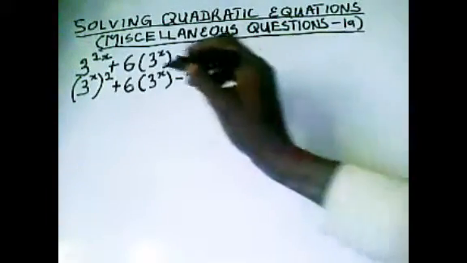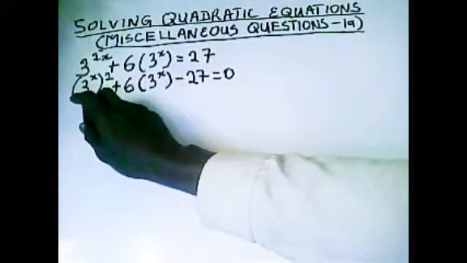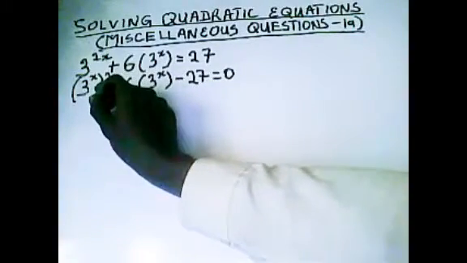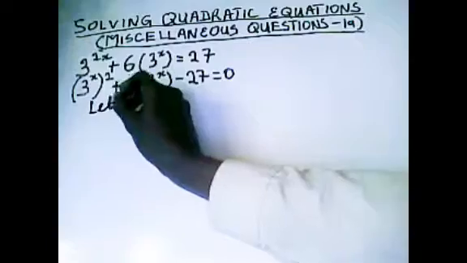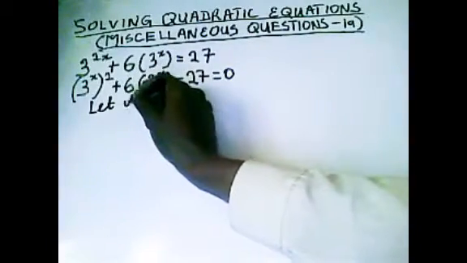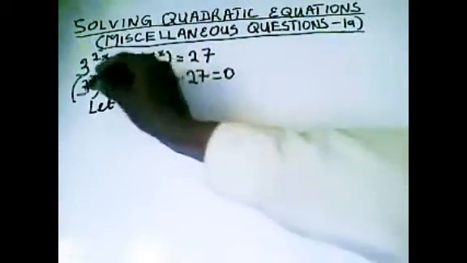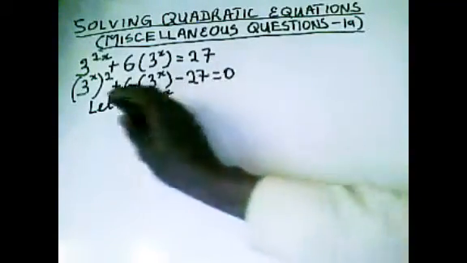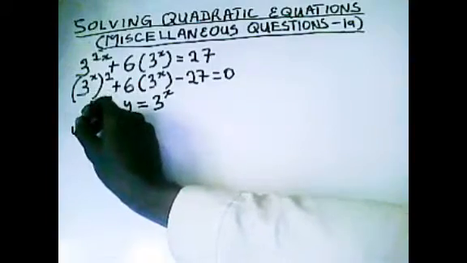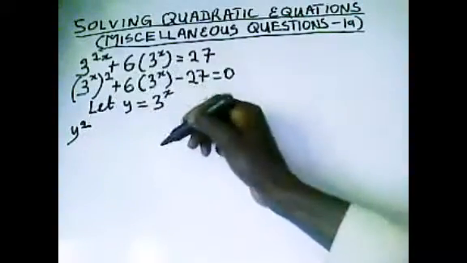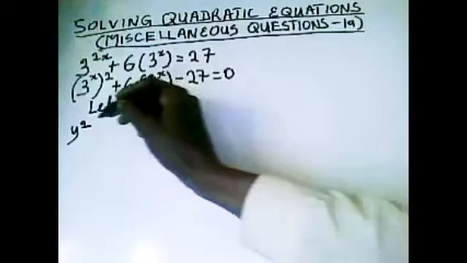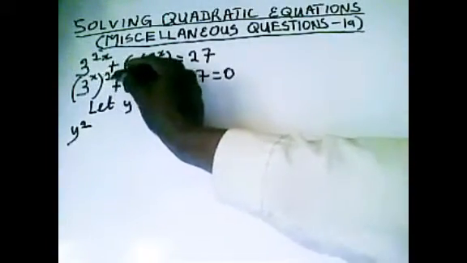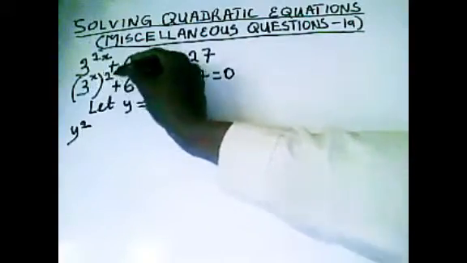Now, since we have arrived at 3 power x and there is also 3 power x here, we are going to make a substitution. Let's pick any letter. For me, I'm picking let y equal 3 power x. What that means is that this equation will now turn to y squared, because the y is replacing 3 power x, and this 3 power x carries a square, so it becomes y squared.